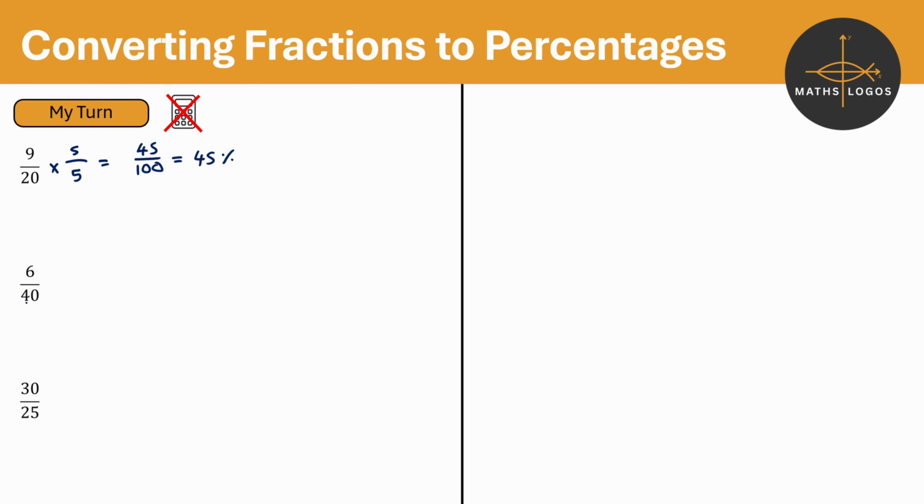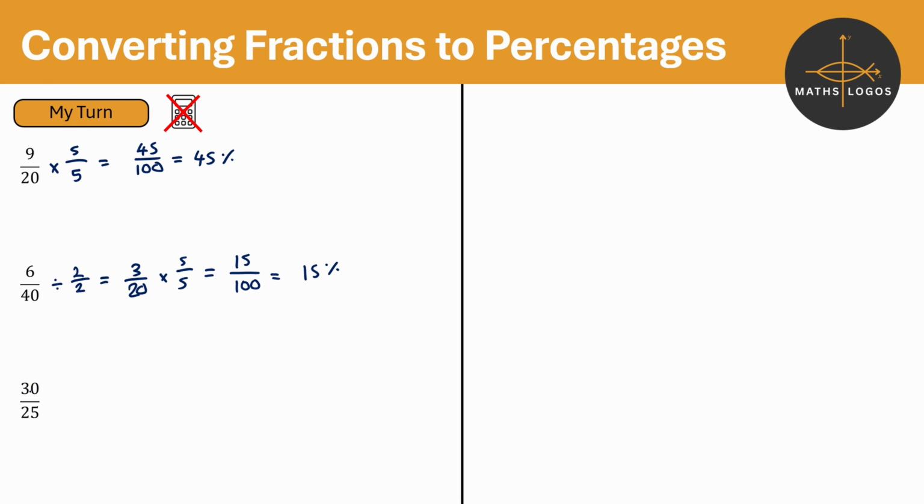In the next example, it's a little bit harder to get to that denominator of 100 because I can't multiply 40 by a whole number to get to 100. But what I've spotted is that I can actually simplify this fraction by dividing by 2 on the numerator and denominator. And that gives me an equivalent fraction of 3 over 20. And I can then turn that into a fraction out of 100 by multiplying by 5 over 5. 3 multiplied by 5 gives me my 15. And 20 multiplied by 5 gives me 100. So that is equal to 15%.